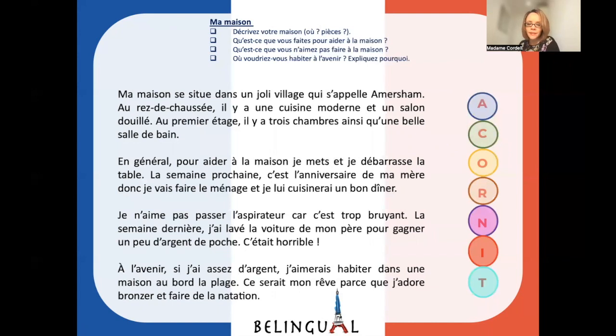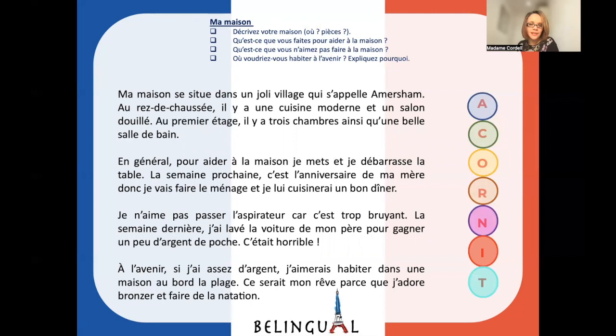Je n'aime pas passer l'aspirateur car c'est trop bruyant. La semaine dernière, j'ai lavé la voiture de mon père pour gagner un peu d'argent de poche. C'était horrible. À l'avenir, si j'ai assez d'argent, j'aimerais habiter dans une maison au bord de la plage. Ce serait mon rêve parce que j'adore bronzer et faire de la natation.